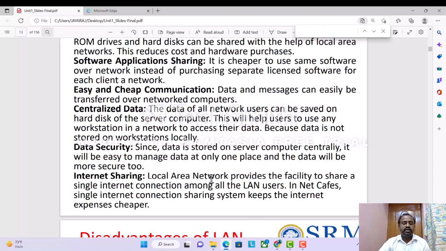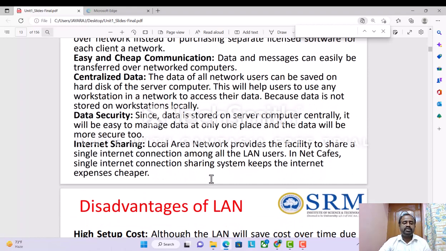For example, you can take browsing centers. There we will have a single network adapter. From that, the RJ45 cable will be connected to all the systems, so that all the systems can use a single connection, so that the expenses will also be cheaper.